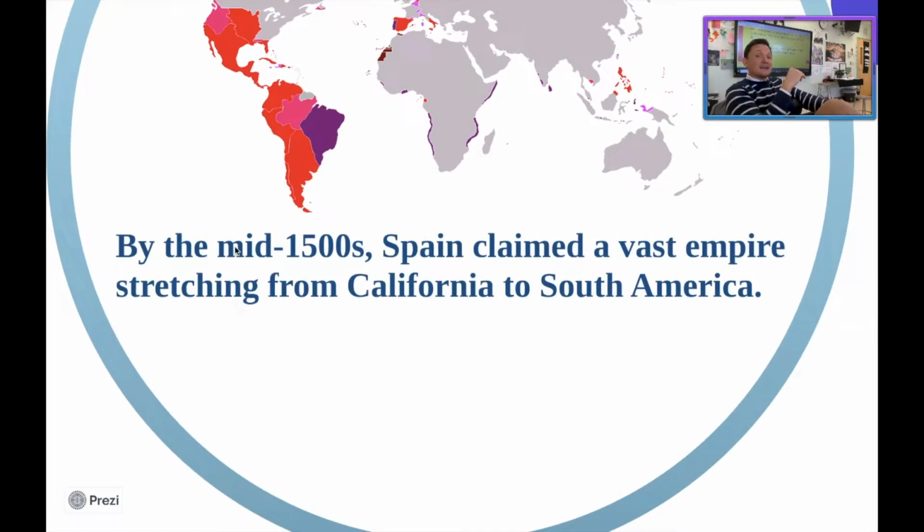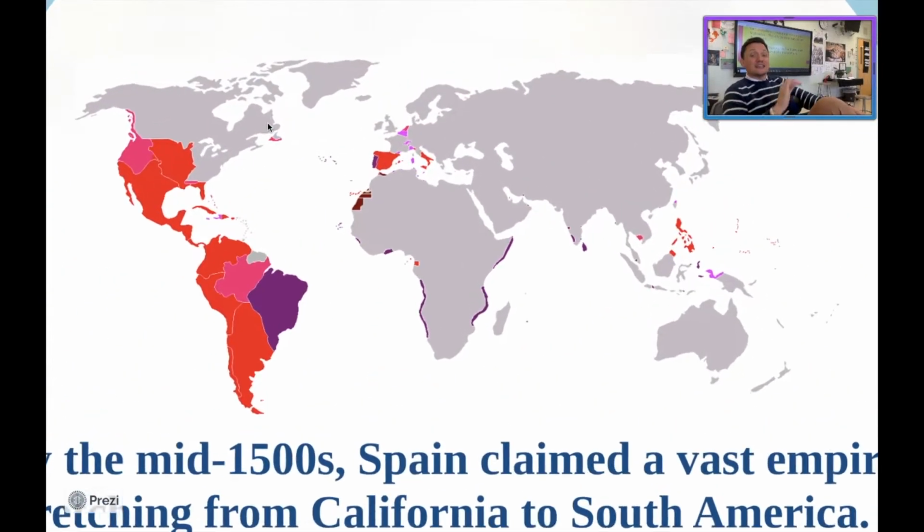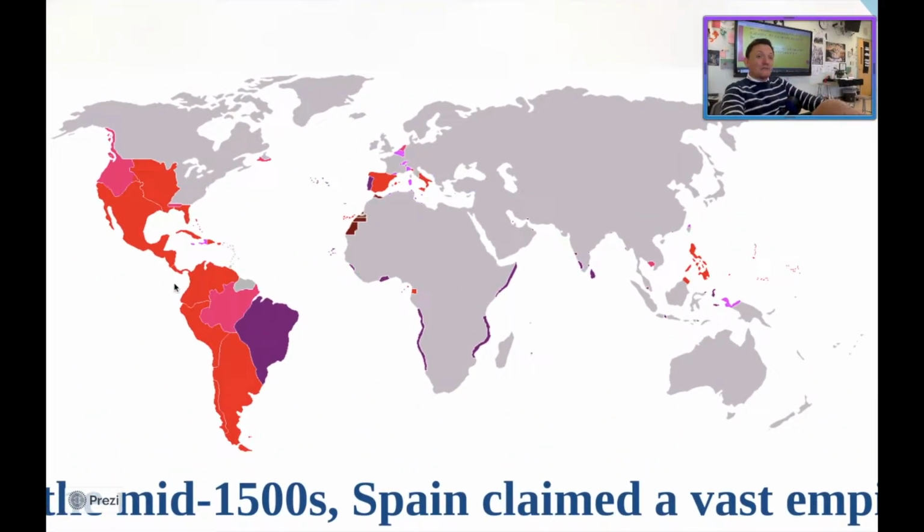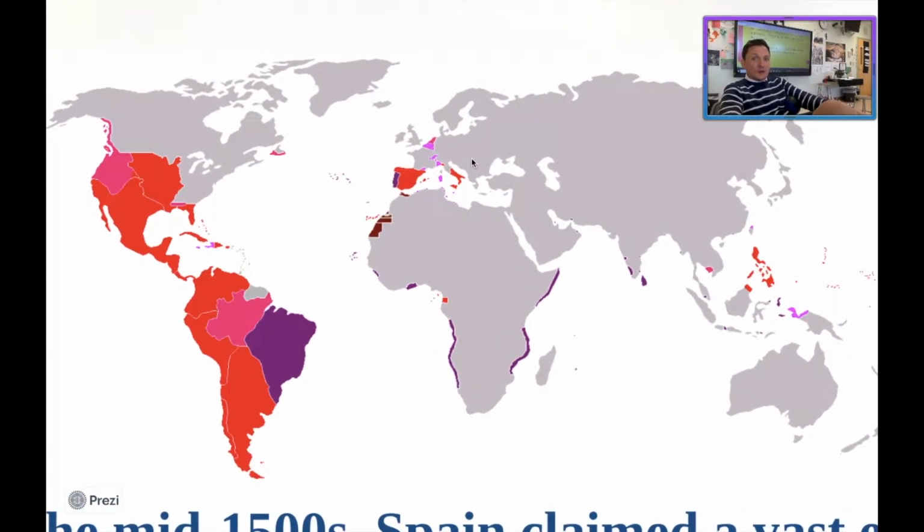So looking at this entire thing, by the mid-1500s, Spain in particular claimed a vast empire that stretched all the way from California in North America all the way down to the tip of South America, all the way into Argentina. Looking at this map really quickly, everything in pink and red belongs to Spain, right? So notice all of these different little items right here as well, and you've got some other little areas popping up.